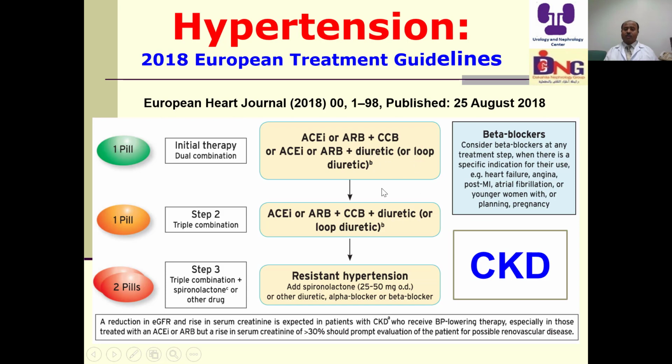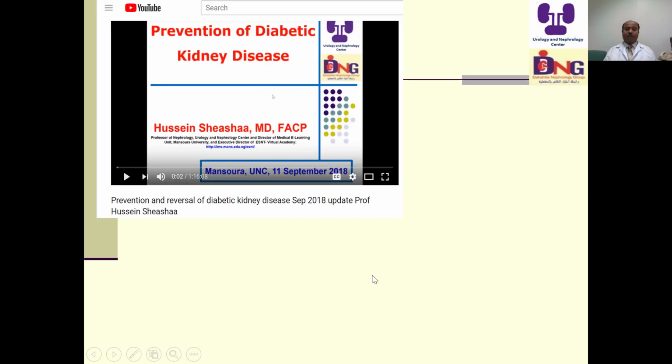So the target of blood pressure control is 130/80. The drug of choice is ACE inhibitor or ARB, the first drug of choice, especially if the patient has proteinuria. And then we have other drugs, and if there is no proteinuria, we can individualize our management according to the patient preference. So if the patient is edematous, we can start with diuretics. So this is regarding hypertension.